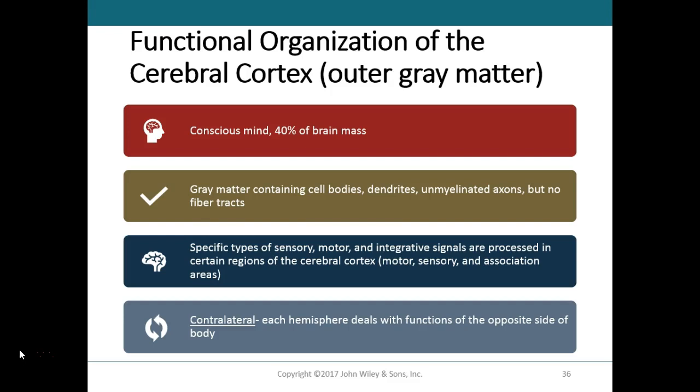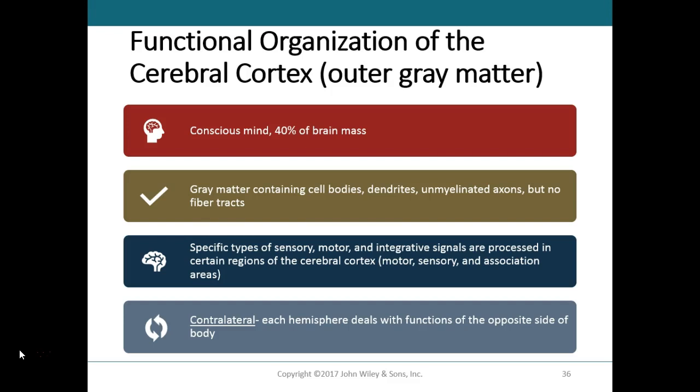Alright, so now let's begin our discussion of the cerebral cortex, the outer gray matter of the brain. So the cerebral cortex is our conscious mind. It makes up about 40% of our brain mass. It's made up of gray matter that contains cell bodies and dendrites, unmyelinated axons, but no fiber tracts.